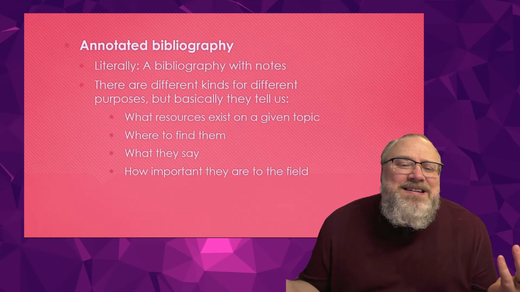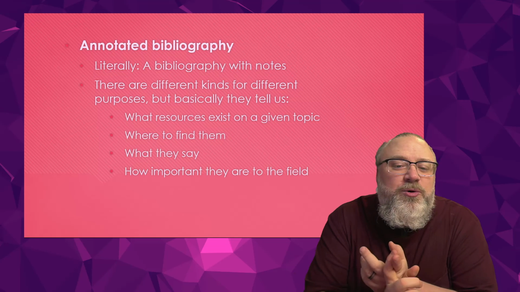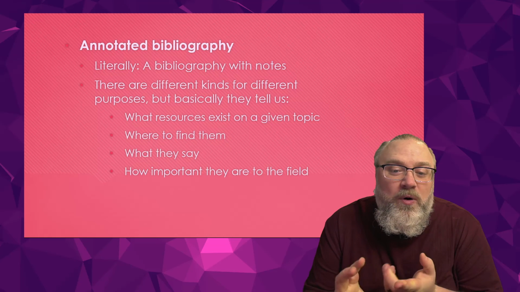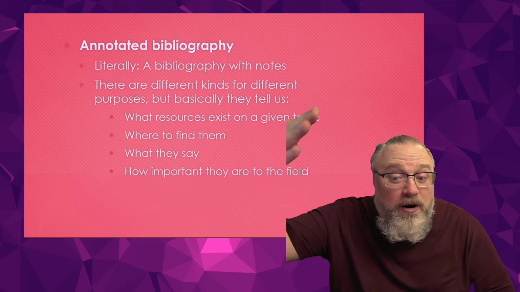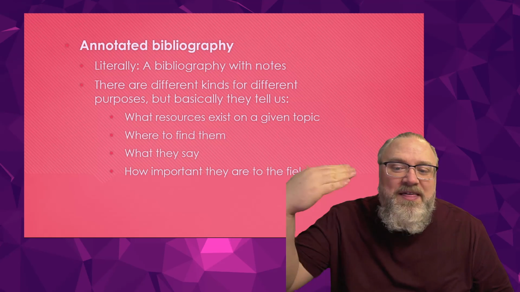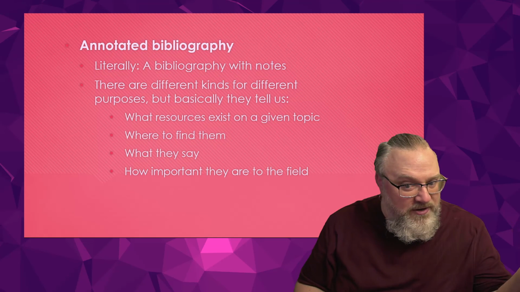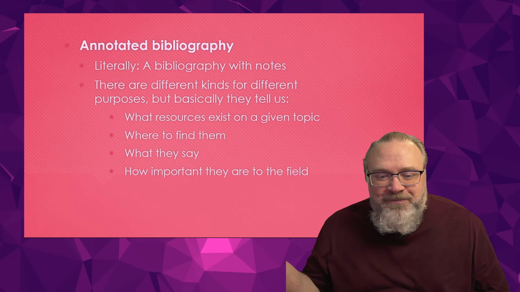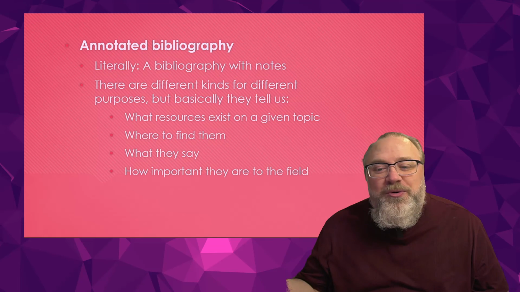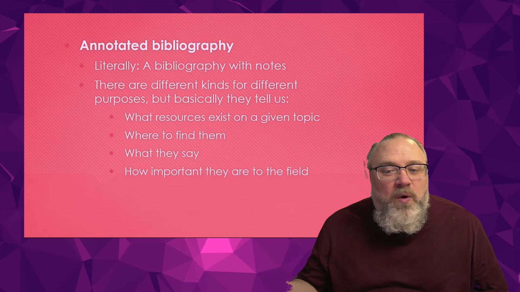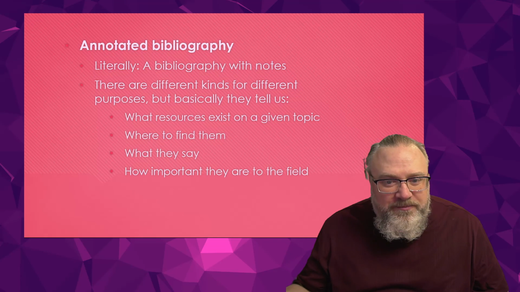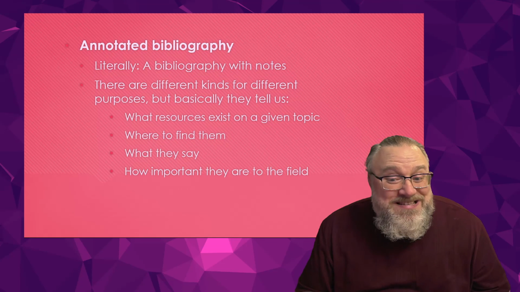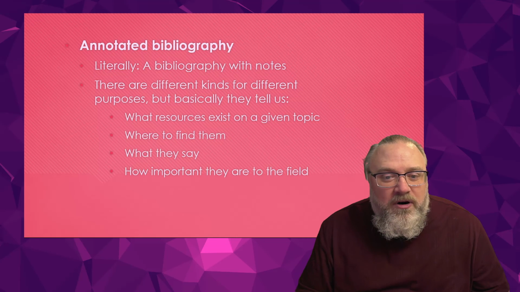So, what an annotated bibliography will tell us: what resources exist on a particular topic. Where can we find them? What resources exist is just the bibliography part, the list of sources. These are things that I used in my project, or these are all articles written about police violence in the wake of the protests in Ferguson, Missouri. Various different things they can be. It tells us what's out there, what their names are, what their titles are, where to find them.